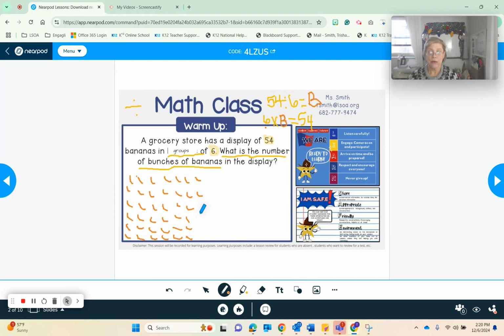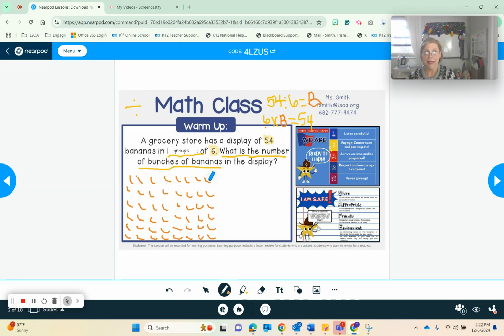1, 2, 3, 4, 5, 6. One second, I have to sneeze. All right, thank you. I had to sneeze. All right, so I have 6 in this column, and I have 7 columns. 6 times 7 is 42. Am I done yet? Nope, but I'm getting closer. I need to get to 54. So 1, 2, 3, 4, 5, 6.